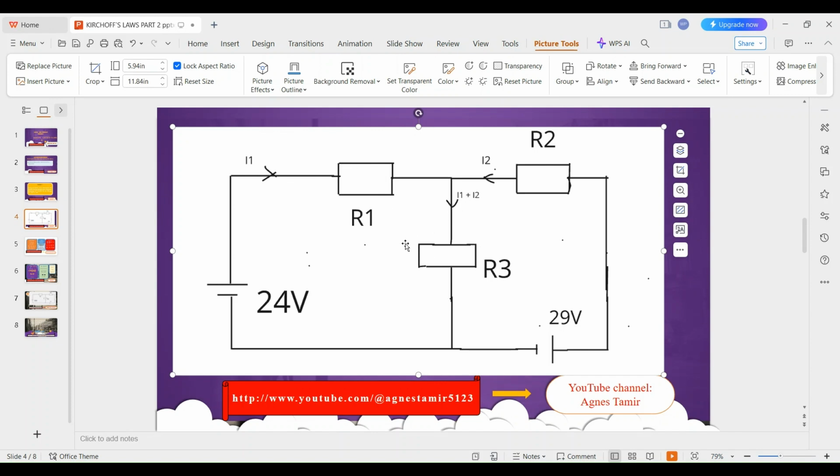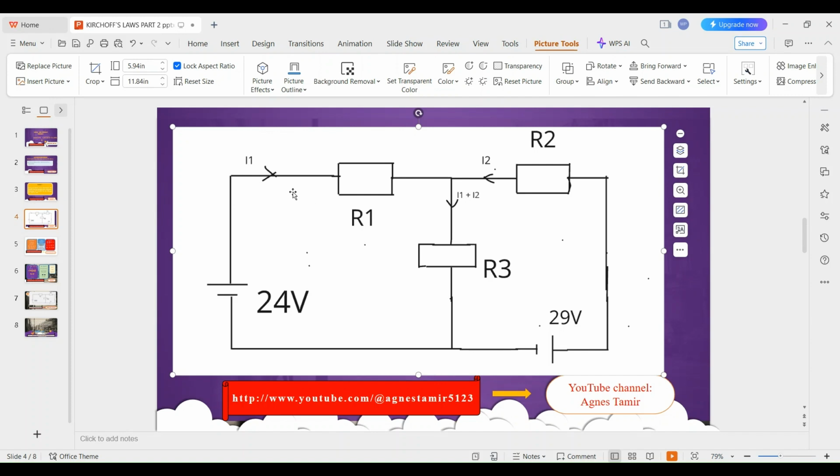The voltage across this resistance here, R3, will be, this resistance we've been told is 3 ohms, and the current flowing through this resistance is I1 plus I2. Why? This is the reason. We say that using Kirchhoff's law, the sum of the currents flowing into a junction is equal to the sum of the currents flowing out of the junction.